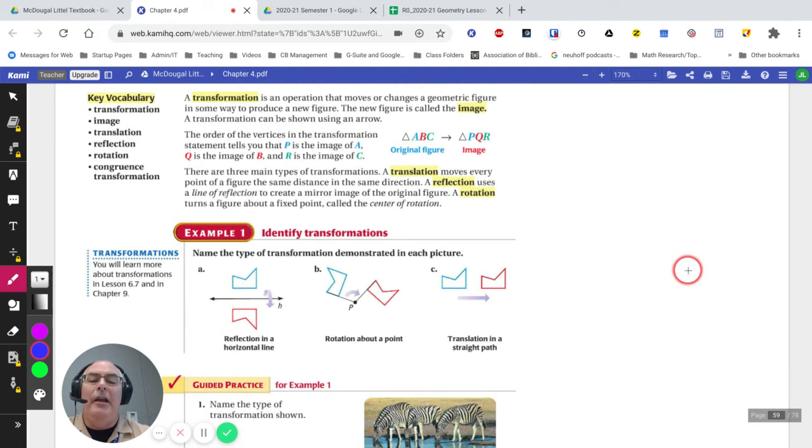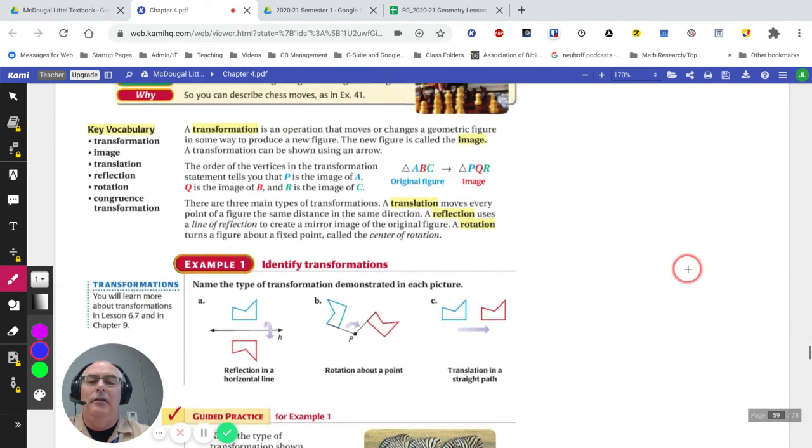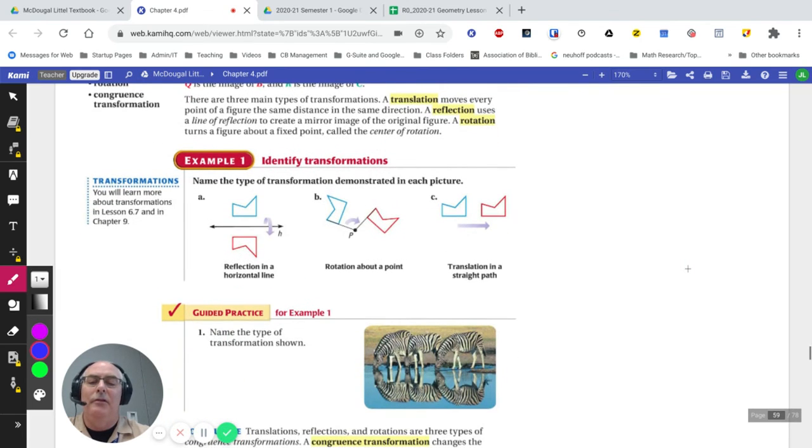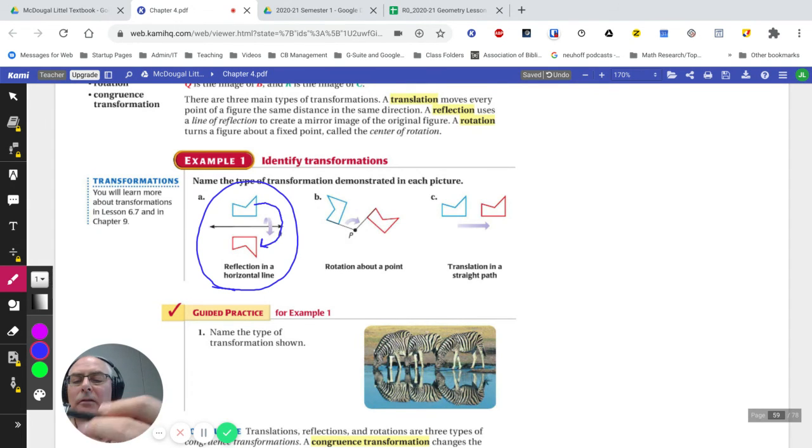So there are three ways that something can be transformed. The first is the reflection. It's kind of like looking in the mirror. I've basically taken this image and I've rotated, if you will, about this line, this axis. So it's now flipped from the top to the bottom.